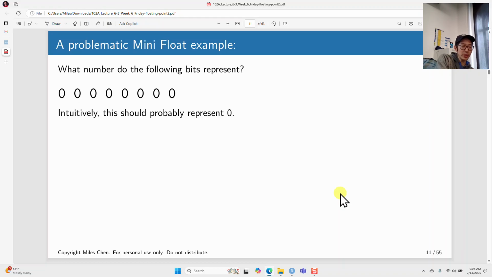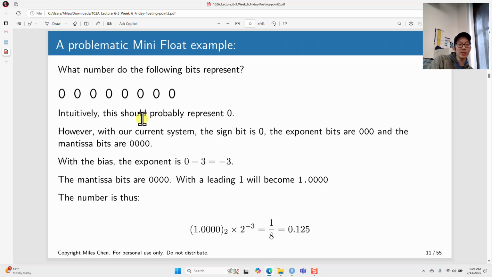Okay, one issue that we have with our floating point system as it is, we don't have a way to represent 0. Because if I have all zeros here, we feel like this should be 0, but what do we end up getting? My exponent bits are all 0, and if my bias is -3, this is 2 to the -3, and I've got a leading mantissa of 1.